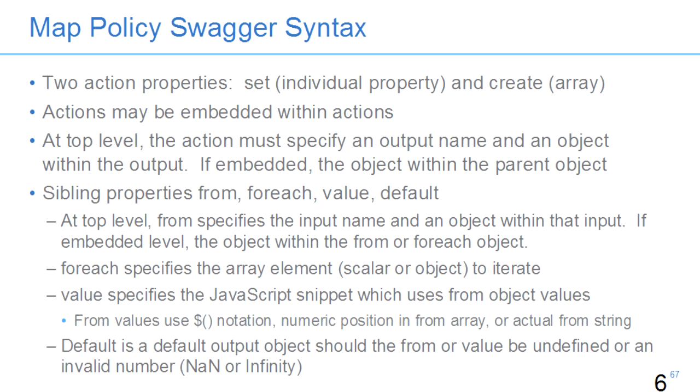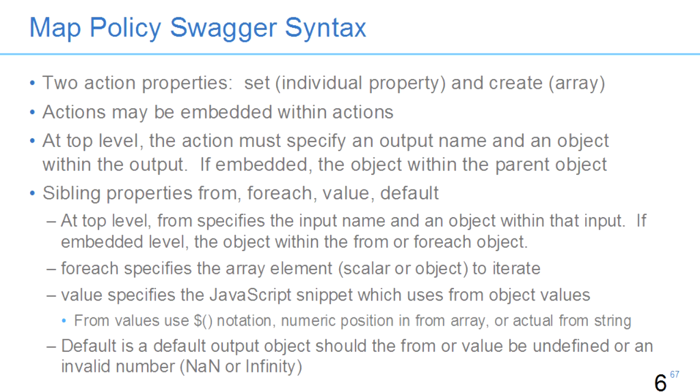The actual Swagger syntax itself, there's actually two what are called action properties. There is a set and a create. The set is used to set an individual property. The create will be used to create an array. Actions may be embedded within actions. So you could have a set that within the set does additional set actions. You could have a set that does a create, and a create that does another create, or a create that does a set. So you can go through and create quite complex output data structures based on how you specify your Swagger and the way that these are embedded.